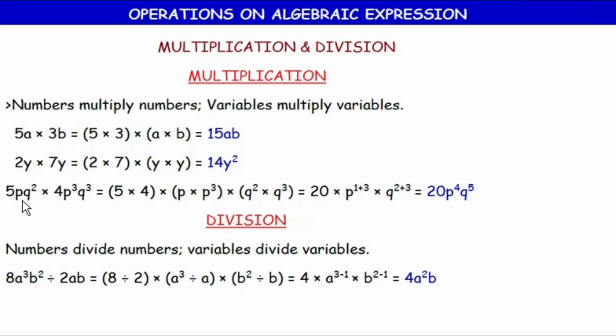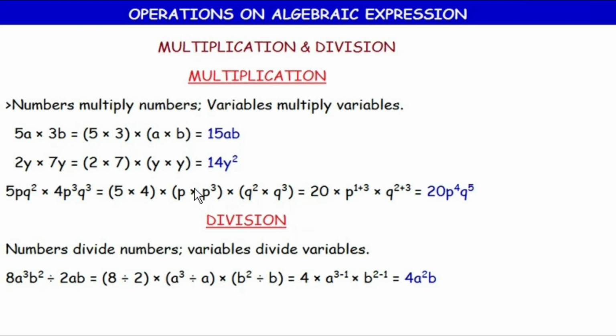So we have another example here. 5pq squared times 4p cubed q cubed. So numbers multiply numbers, variables multiply variables, right? So what is 5 times 4? It is 20, right? Now what is p times p cubed? So you are going to multiply the variables with the same letters, right? So for this first expression there is p here. For this second expression it is p cubed. So since they have the same p, we are going to multiply them, right? So what is p times p cubed? Right, so we can apply our knowledge on indices here. So p times p cubed, and the indices, because they are multiplying, they have the same base of p.